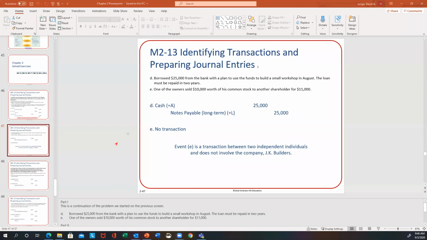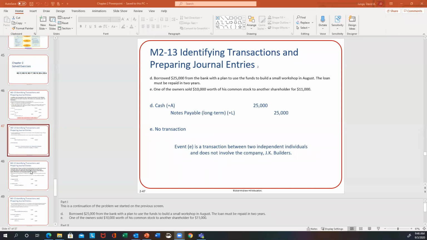Another example where you are borrowing money. So notice they're debiting cash, and notice if it's long term, it goes to notes payable, not accounts payable. And of course, this one says one of the owners sold 10,000 worth of stock to another shareholder. That's a third party arrangement, that none of that money goes to the company. That's just being exchanged between owners. So in this case, there's no transaction.